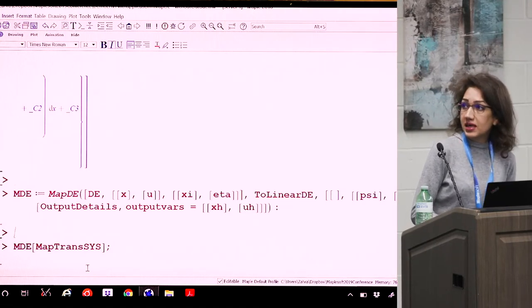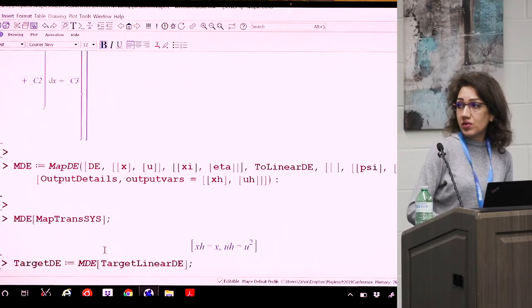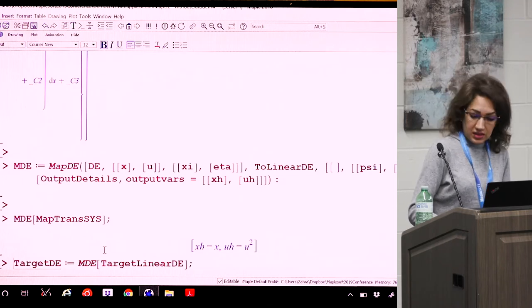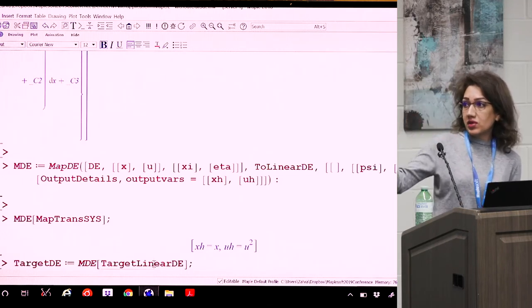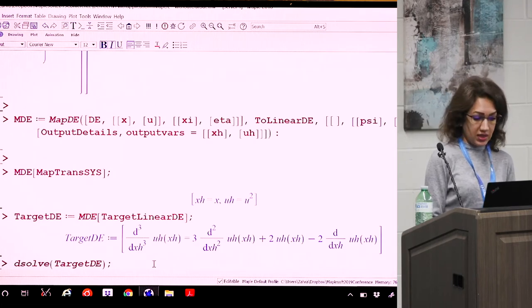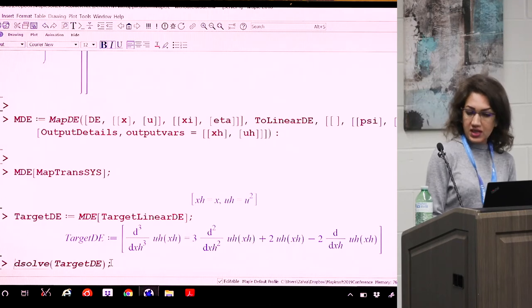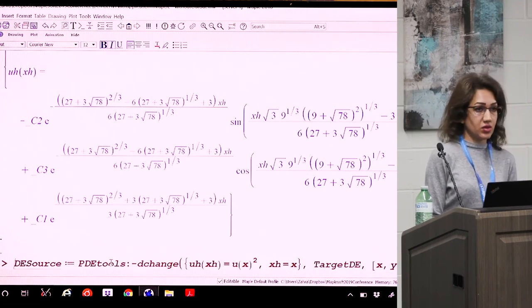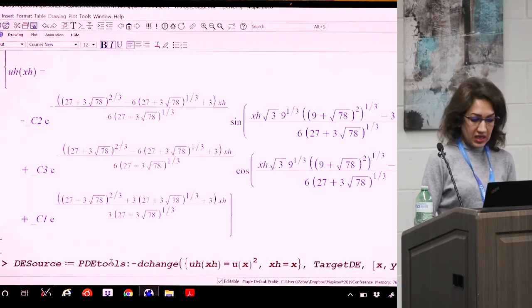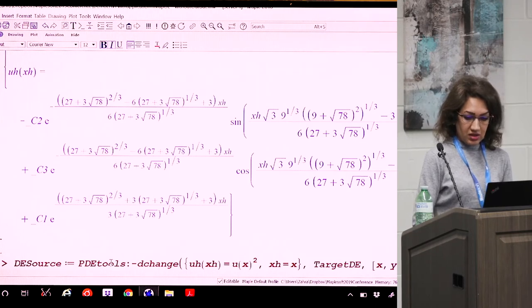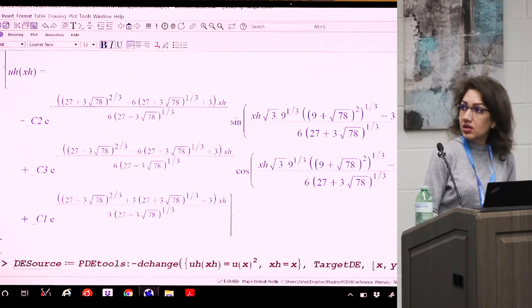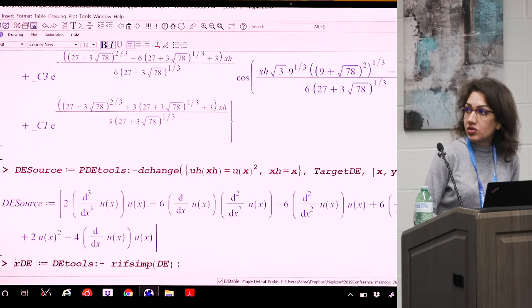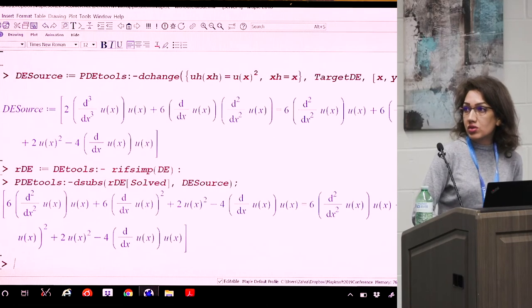MACDE can transform this equation under this transformation. The x hat is x and u hat is u square. It can transform that system of equations to this nice one. And let's see what the result of dsolve is on that. Yeah, this is a third order differential equation, and we have exactly three solutions. And if you like, you can check the result, and everything is correct, and you see the two sides of that are equal.